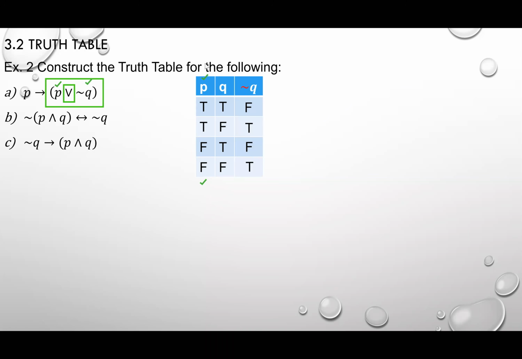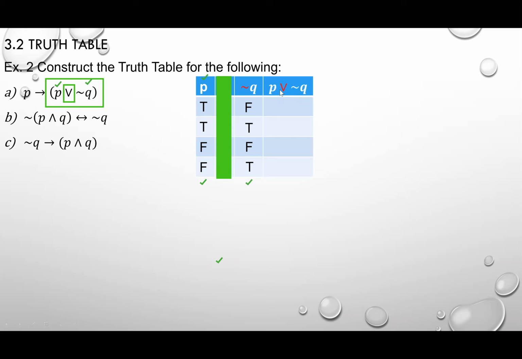Once you have the negation of Q, we got this item. Do you agree that now I don't need this column? Like I mentioned, you can block what you don't need. So these are the two things I need: P or not Q, the disjunction.